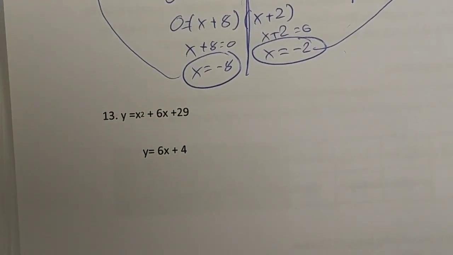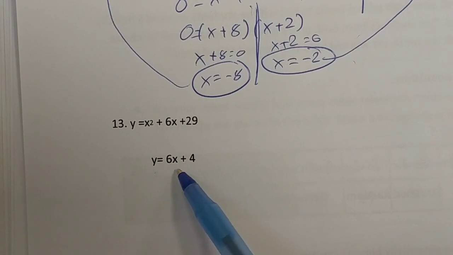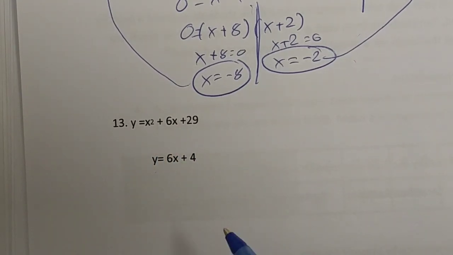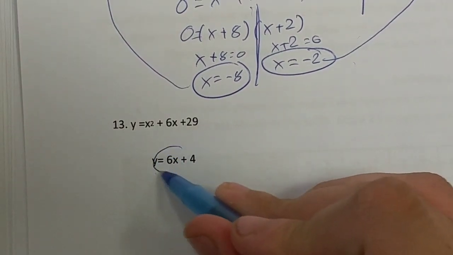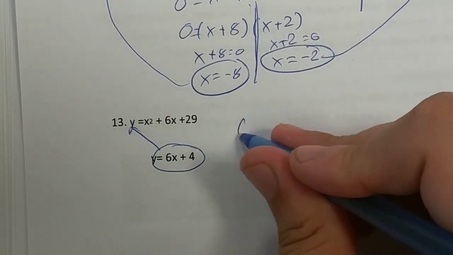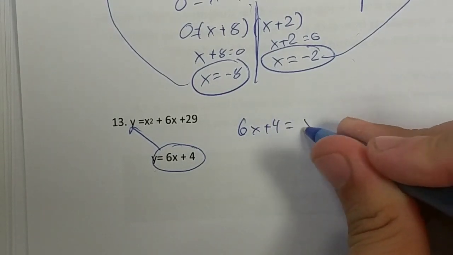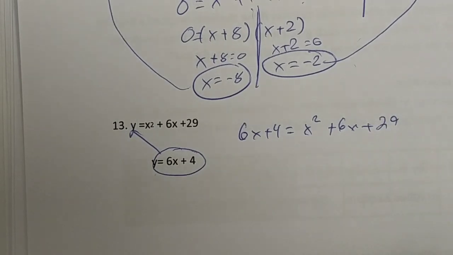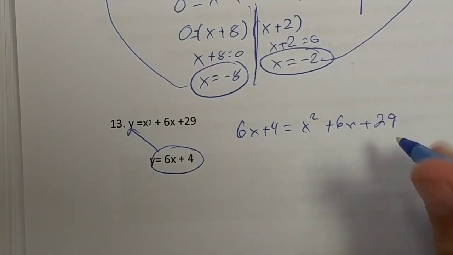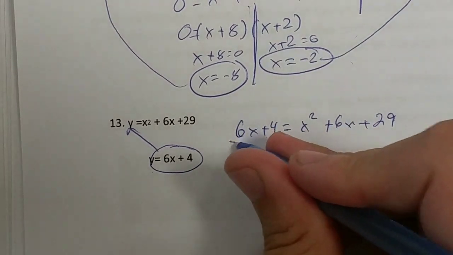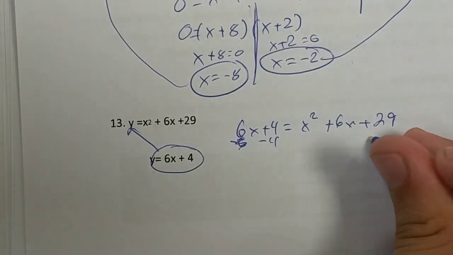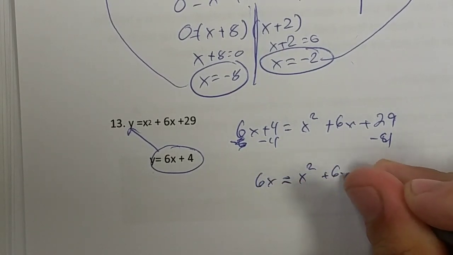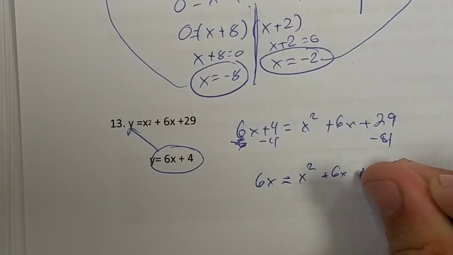Let's go to the next one. Y equals 6x plus 4. Y equals x squared plus 6x plus 29. I'm going to do the same thing. Take this and plug it in here. 6x plus 4 equals x squared plus 6x plus 29. Let's subtract 4 first. Minus 4 minus 4. 6x equals x squared plus 6x plus 25.